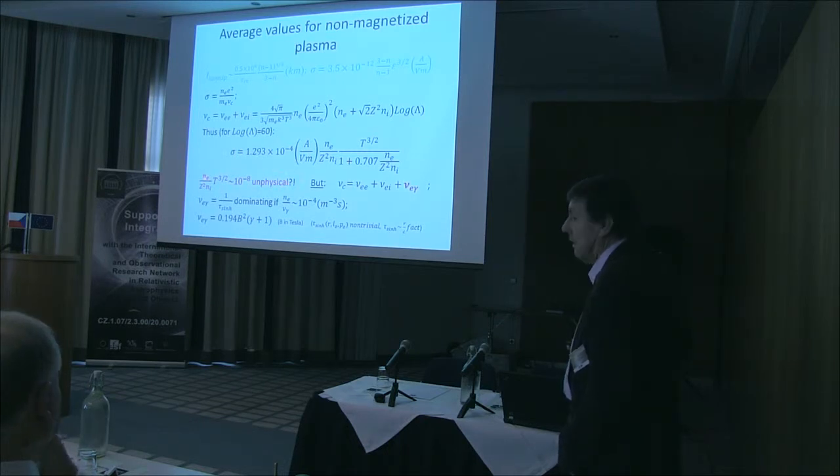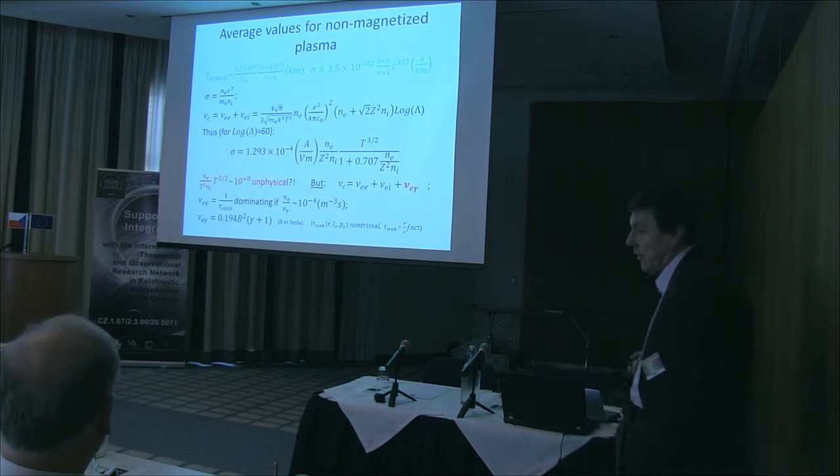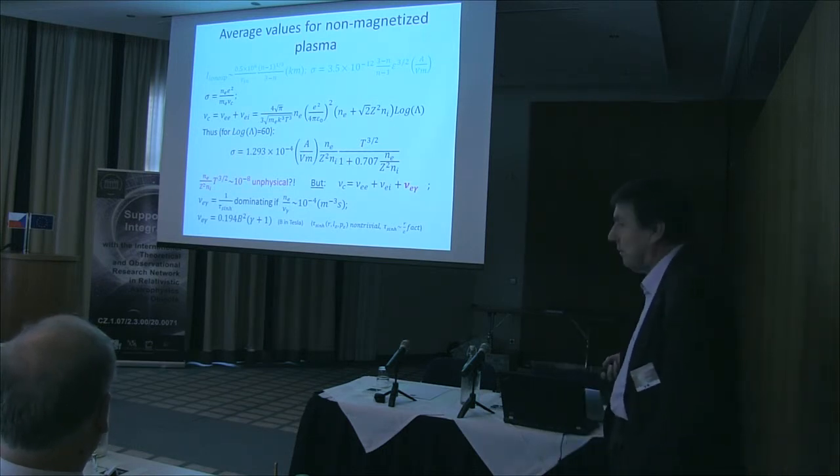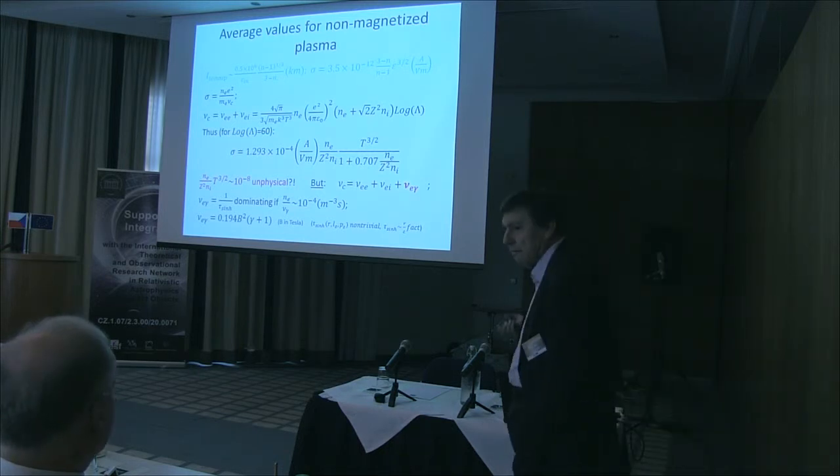T is in Kelvin. So if, let's say, T is 10,000 Kelvin, this is a huge number. So NE over NI would be, I don't know, 10 to the 10 or something absolutely ridiculous, completely unphysical. So this thing bugged me for very long. Why? It doesn't work at all.